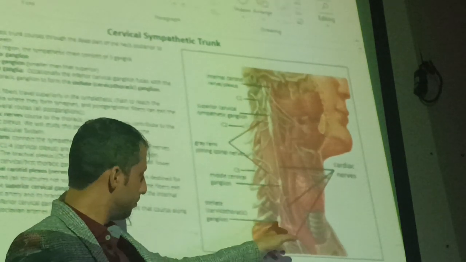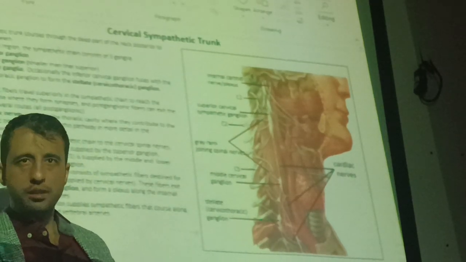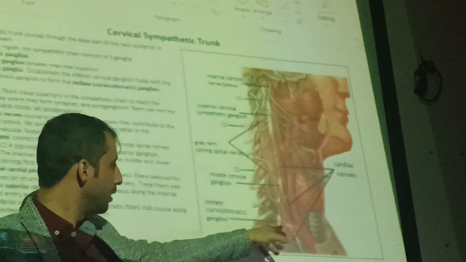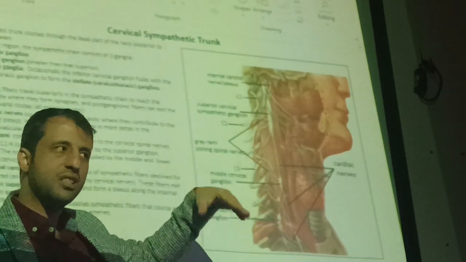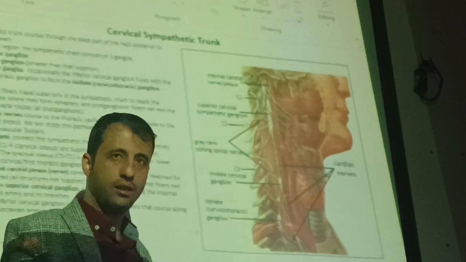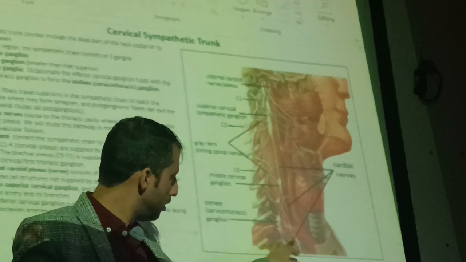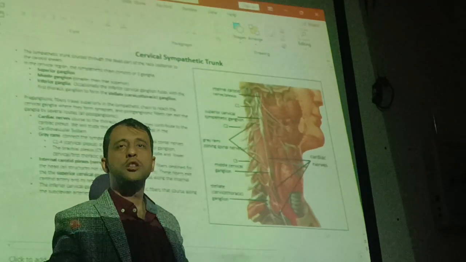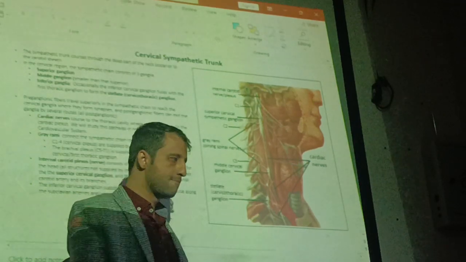See this branch. What is this branch? Subclavian nerve, from the inferior ganglion or from the stellate ganglion. And also this branch here, the cardiac branch, inserts into the cardiac plexus.